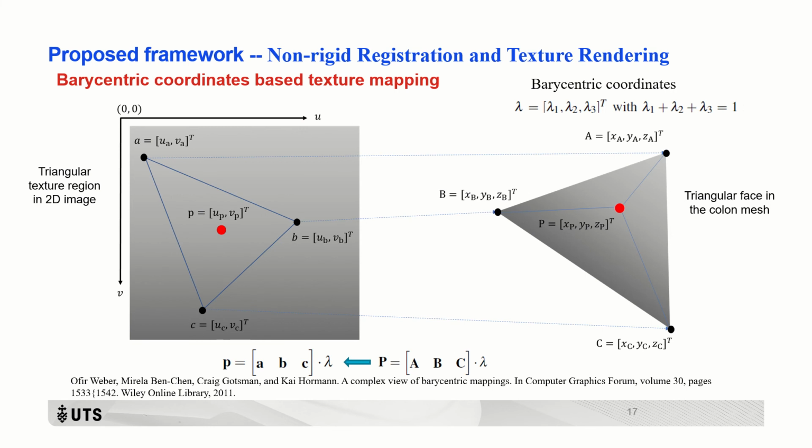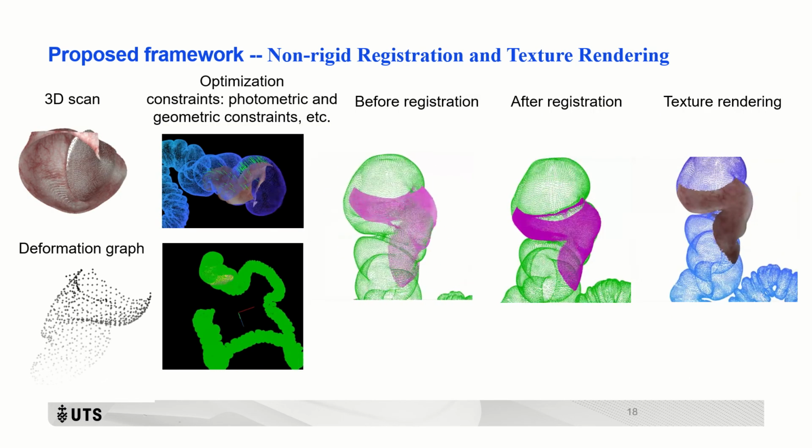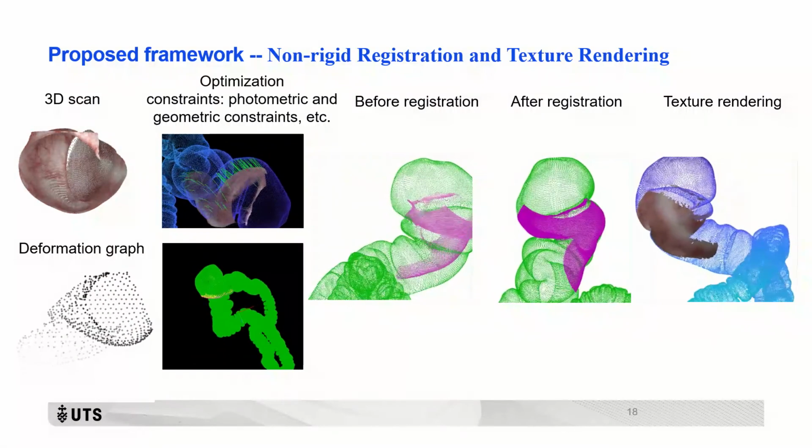The barycentric coordinates-based texture mapping is used to map the texture from the 2D texture region to the registered areas on the colon map. This video shows the optimization and the texture rendering.